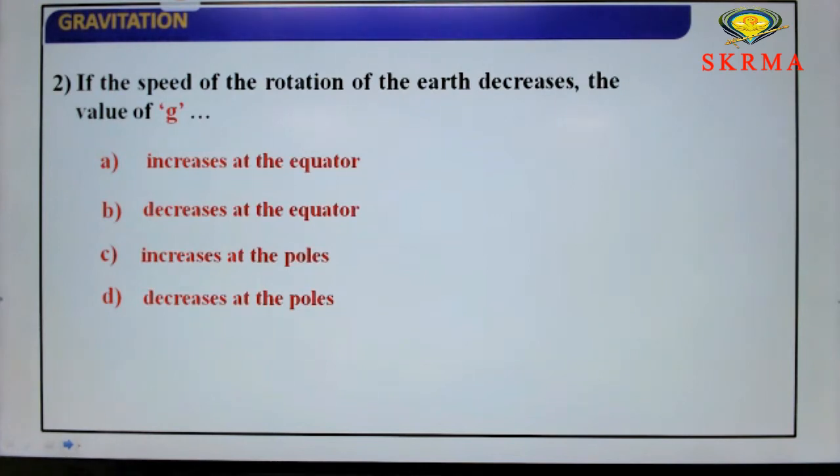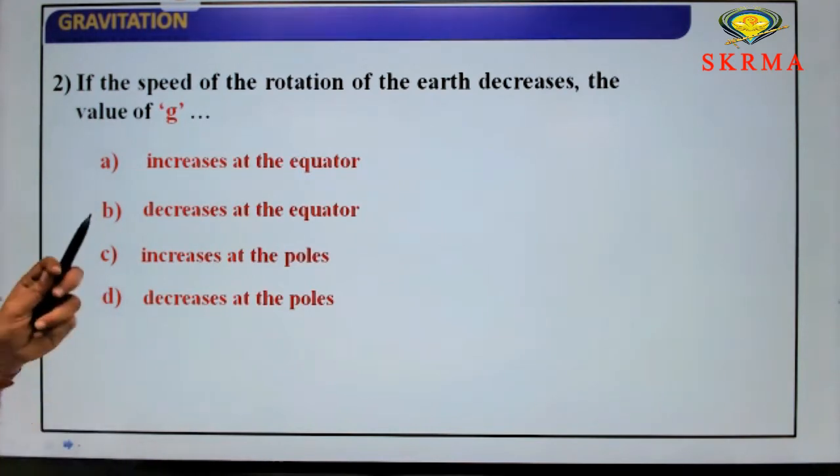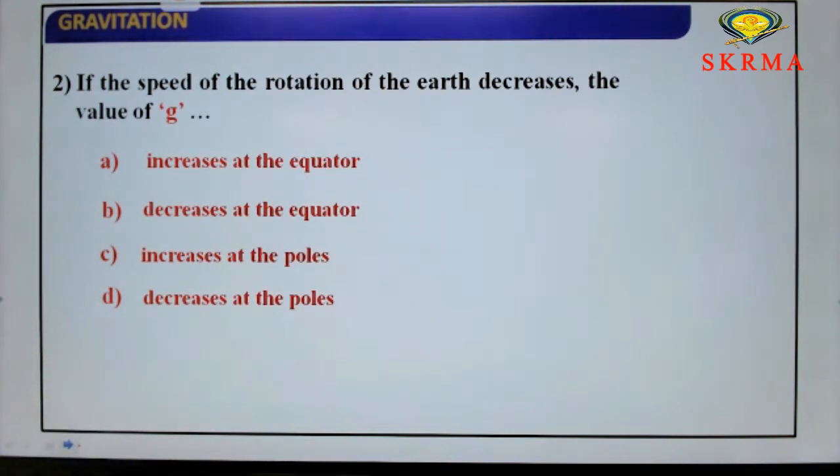Which one is correct? I said that at the poles, it does not depend upon the rotation of Earth. It depends upon rotation only at the equator.